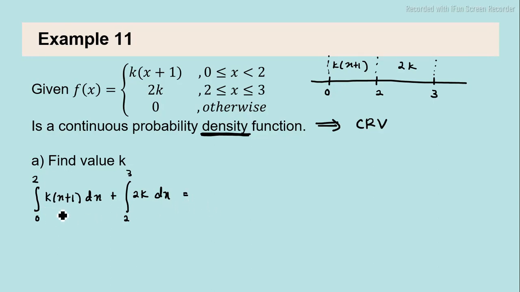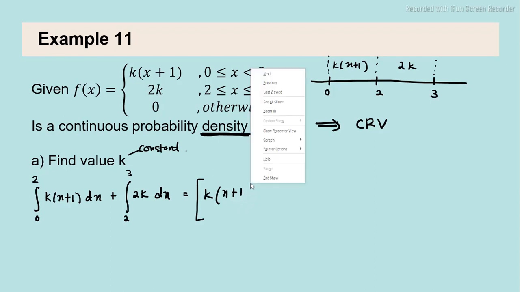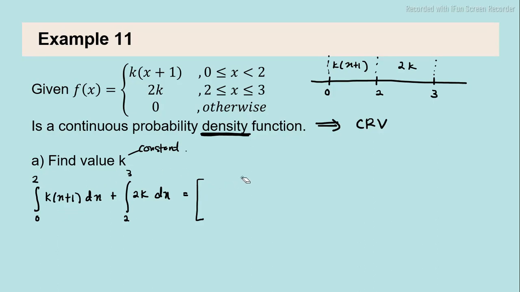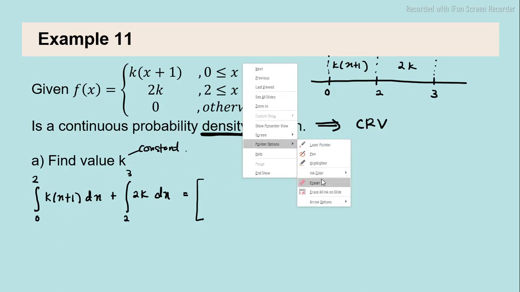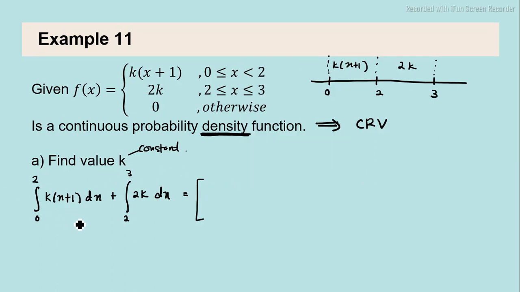Okay, so now we can integrate as usual. So, integrate k. Ingat k adalah constant, so tak perlu nak integrate dia. So now macam mana kita nak integrate? So, kita akan dapat k, x plus 1. Ataupun kita boleh buat macam ni terus lah. Senang sikit. Okay. So, k.